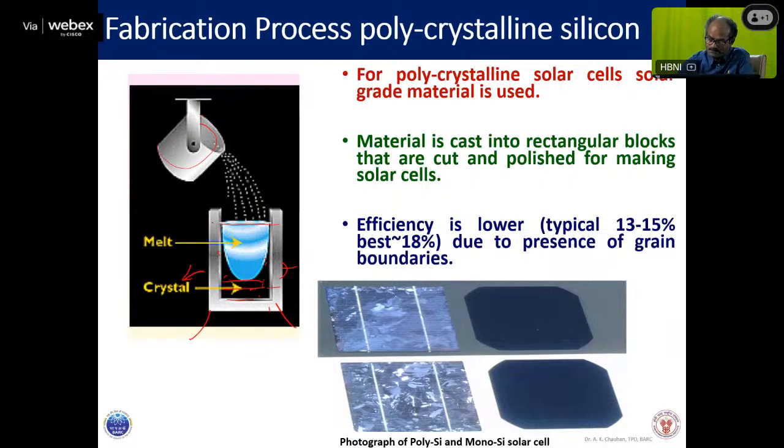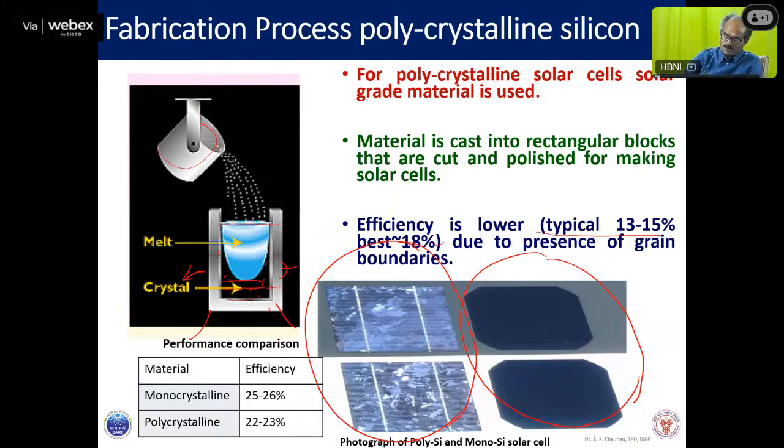If you see, this is a single crystalline solar cell, and this is a polycrystalline solar cell. By looking at the solar cell, you can make out whether it is made from a single crystal or from a polycrystalline mass. For polycrystalline solar cells, solar grade material is used. The material is cast into rectangular blocks, as I just explained, and the efficiency is lower. It is typically 13 to 15%. The best efficiency is 18%, in ideal cases.